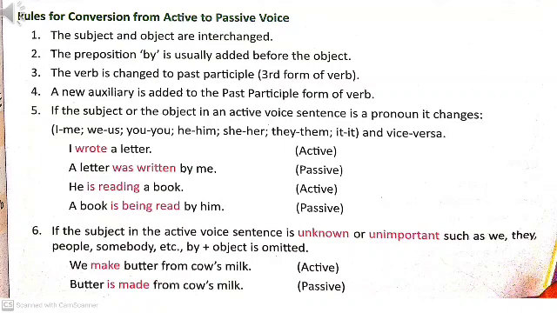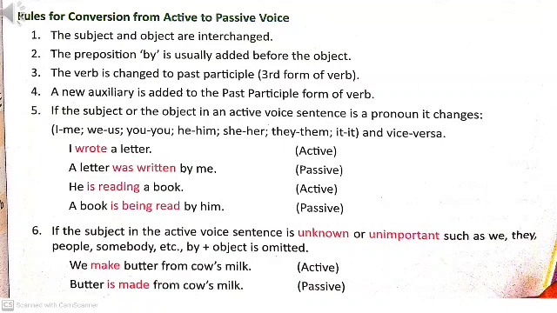The next rule is, if the subject or the object in an active voice sentence is a pronoun, then it changes. I is changed into me, we is changed into us, you remains you, he into him, she into her, they into them, and it remains it. For example, I wrote a letter. Here I, this subject, will be changed into object, and we will get the sentence, a letter was written by me. Here I was changed into me.